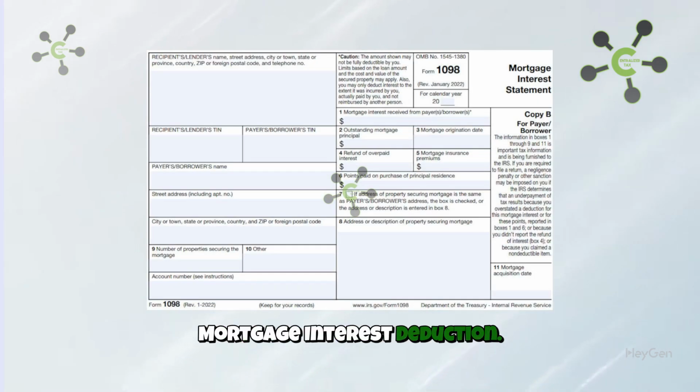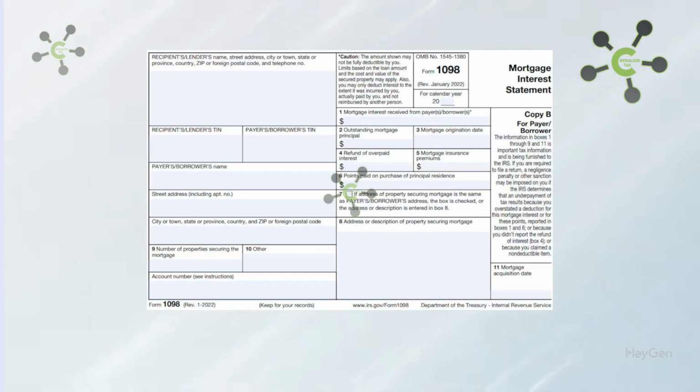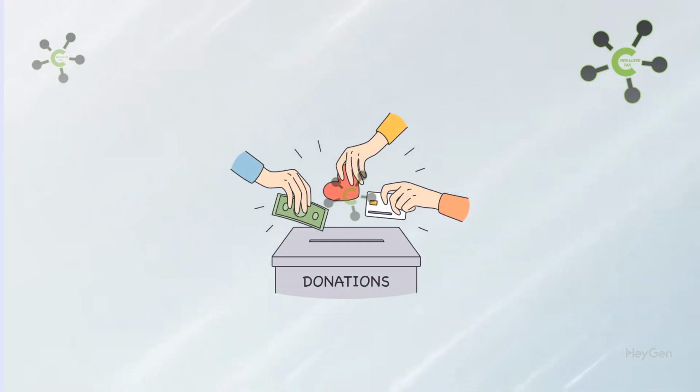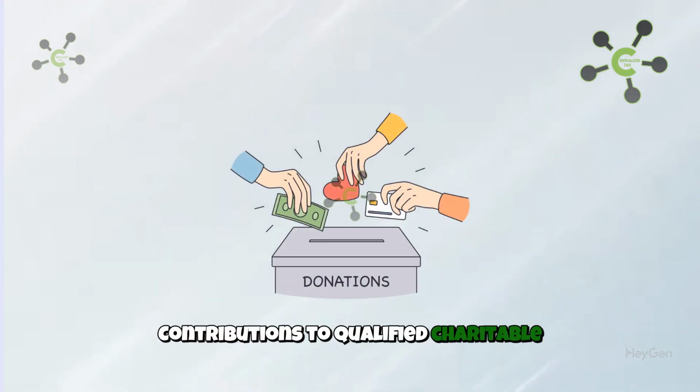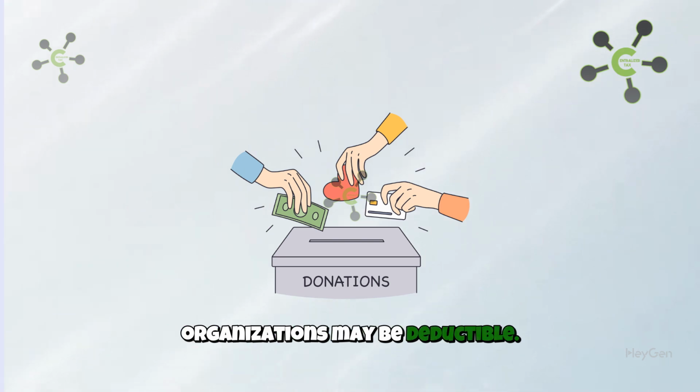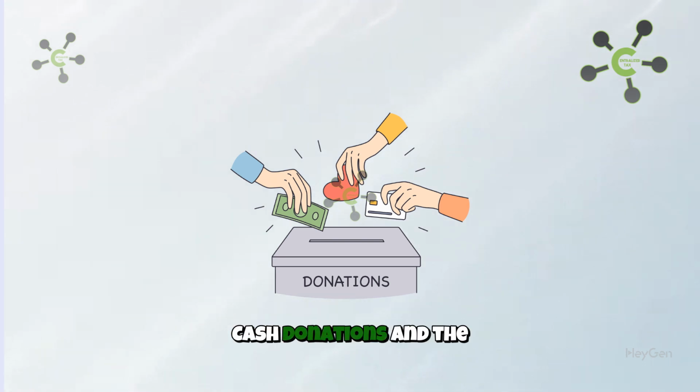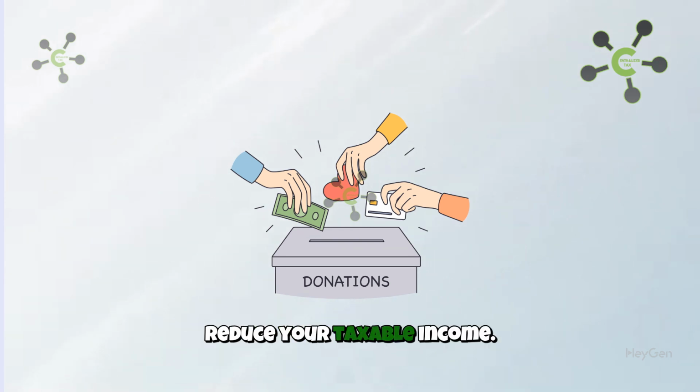Mortgage interest deduction. Homeowners can deduct interest paid on a mortgage. This itemized deduction can reduce taxable income significantly for those with home loans. Charitable contributions. Contributions to qualified charitable organizations may be deductible. Cash donations and the fair market value of donated property can help reduce your taxable income.